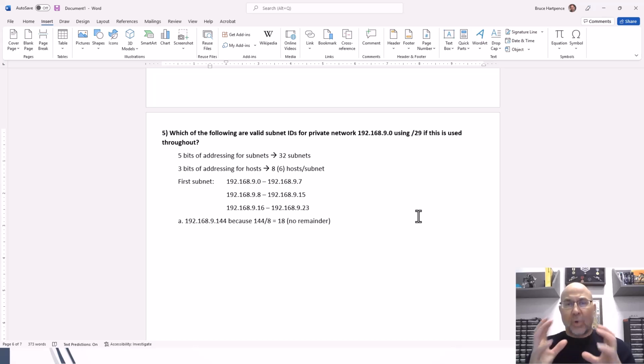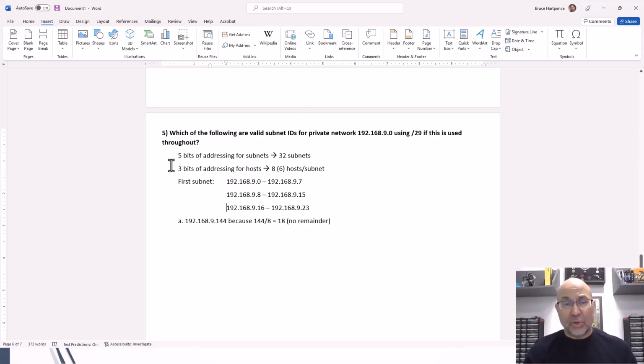So we're only dealing with 1 octet's worth of space. And we know that this is a /29. So we start off with a /24. So that's 5 bits of addressing for subnets. So we created 32 subnets. And we could write them all down again, or again, we could try to look for patterns. Now we know that if I stole 5 bits for subnets, then I've got 3 bits left over for hosts. So I've got 8 possible addresses in the hosts. And in the first one, for example, it would be 0 to 7.